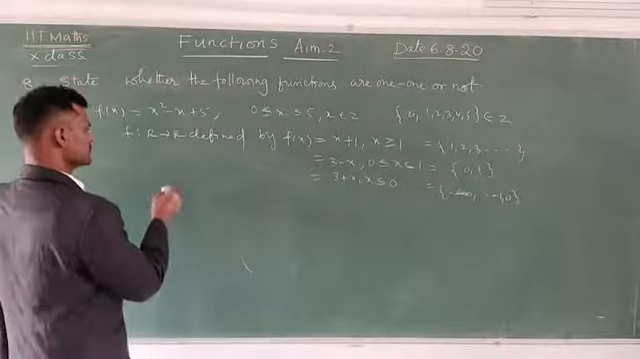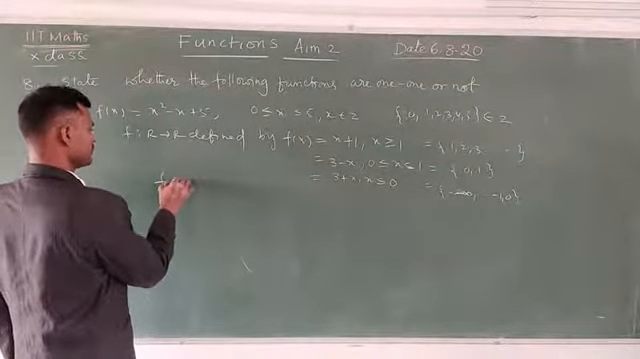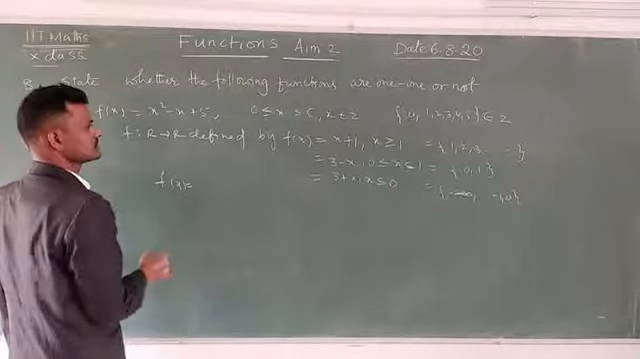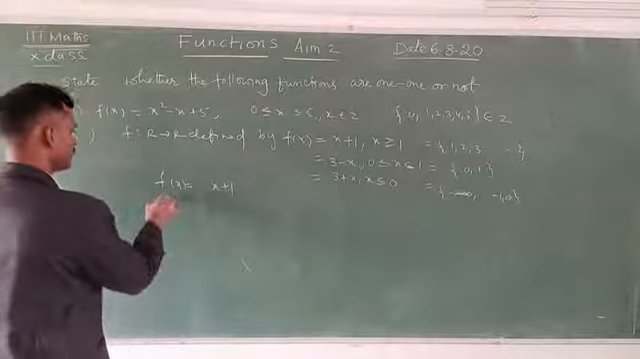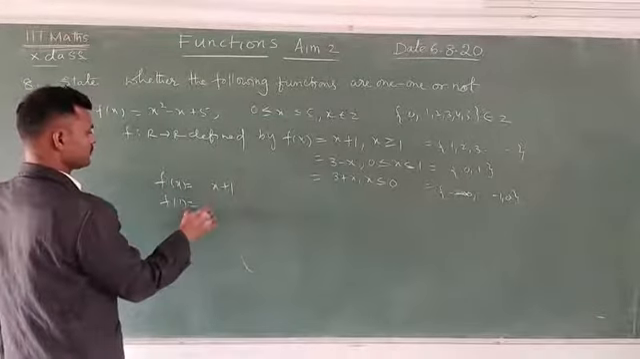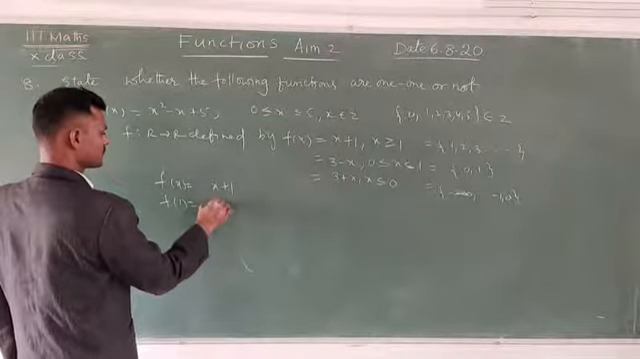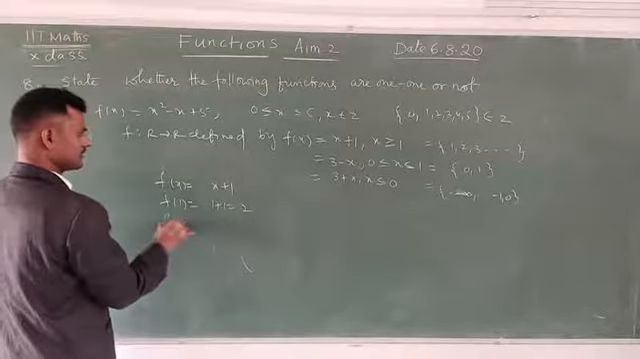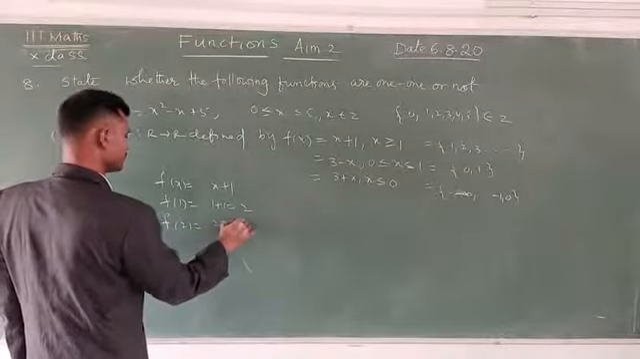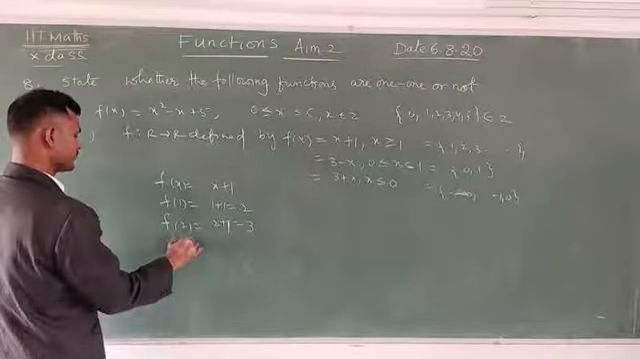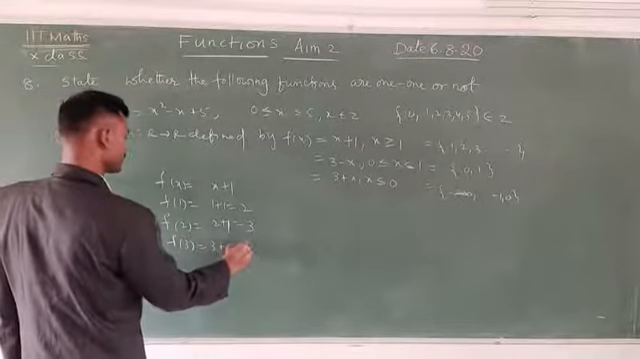Now f of x is equal to x plus 1 you can write here. x plus 1 means f of 1 you can write here. f of 1 is equal to here 1 plus 1 is equal to 2. f of 2 you can write here 2 plus 1 is equal to 3. f of 3 you can write here 3 plus 1 is equal to 4.